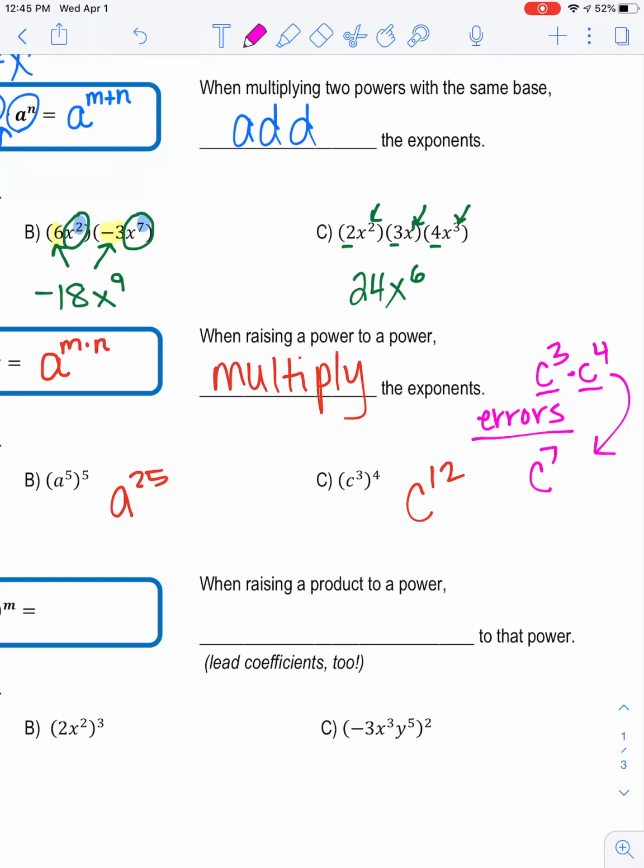Here's another common error I might expect to see. c to the 81 power. Can you pause the video for a minute again and think about what a student might have done if they got c to the 81?